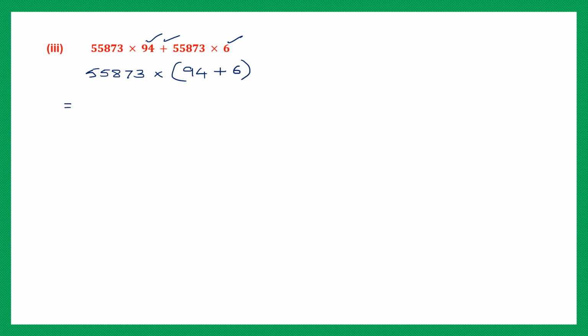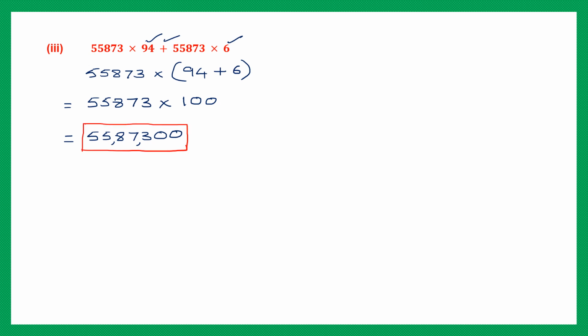So now what do we have? 55,873 into how much is 94 plus 6? It's 100. So now can you see our multiplication has become so much easier. So we just have to write this number and then add the two zeros from 100. So what is our answer? 55,87,300. So this is our final answer here.